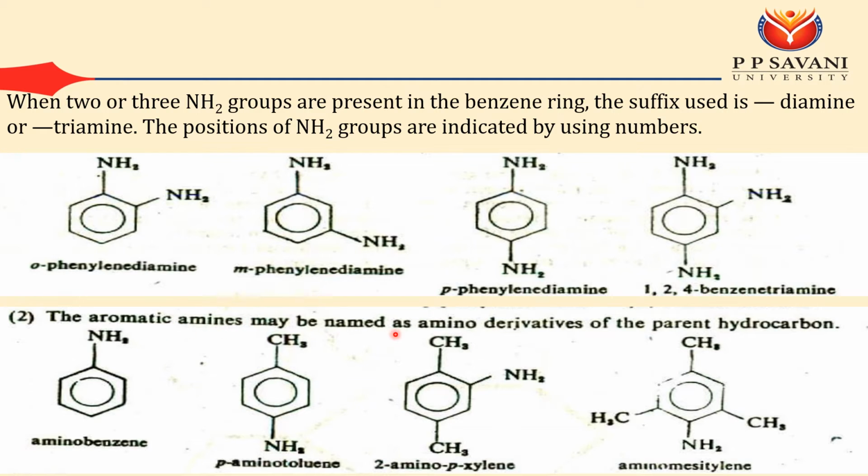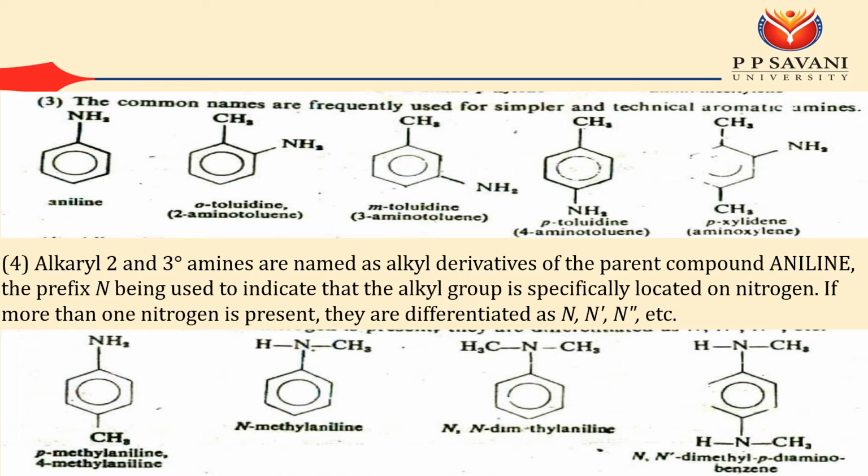Even aromatic amines may be named as an amino derivative of the parent hydrocarbon, like this is aminobenzene, or para aminotoluene. Similarly, this is the second position, first, second. So 2-amino paraxylene, amino mesitylene. Sometimes, rather than their IUPAC name, people use the common names: this is aniline, this is toluidine, this is metatoluidine, this is paratoluidine, and this is known as paraxylidine.